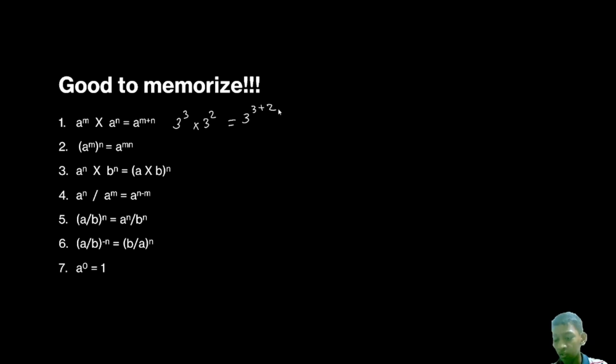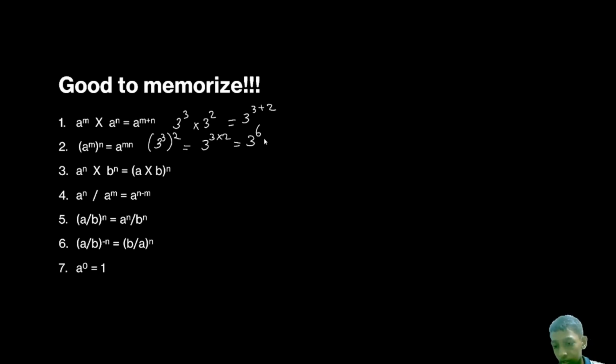Now let's go to the second one. a raised to the power of m whole raised to the power of n is equal to a raised to the power of mn. So when there is a power and it is again raised to another exponent, then we have to multiply those exponents. Let's take an example, 3 raised to the power of 3 whole raised to the power of 2, which is equal to 3 raised to the power of 3 into 2, that is equal to 3 raised to the power of 6.